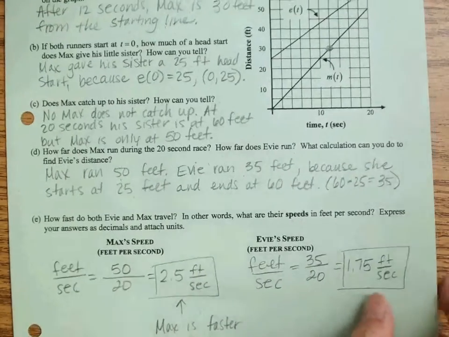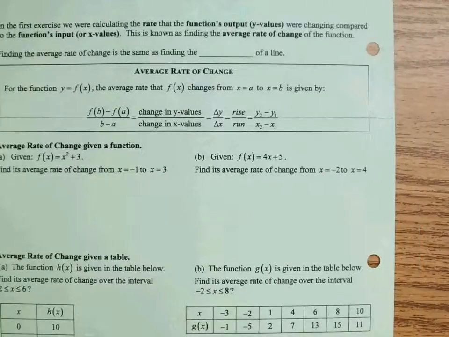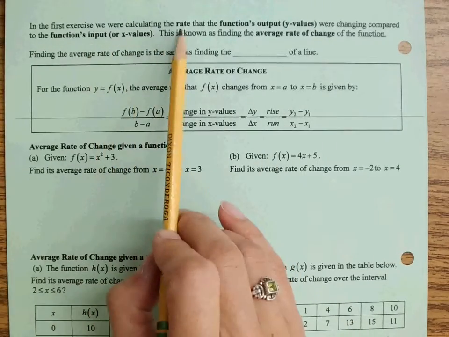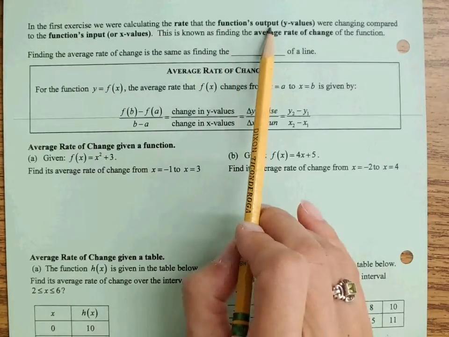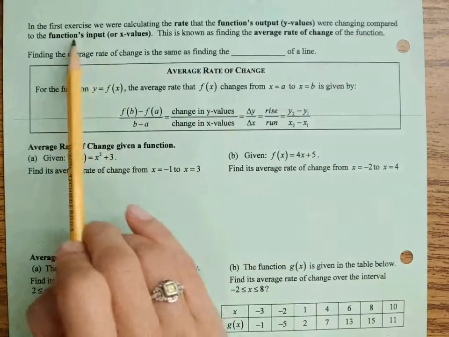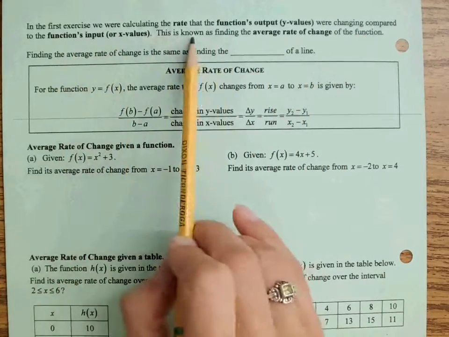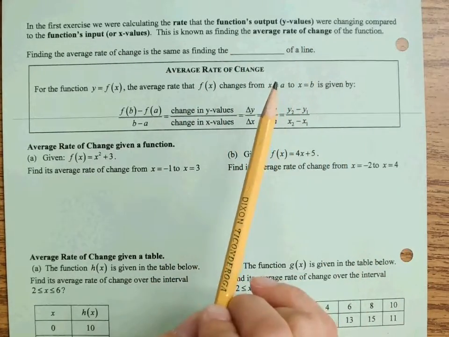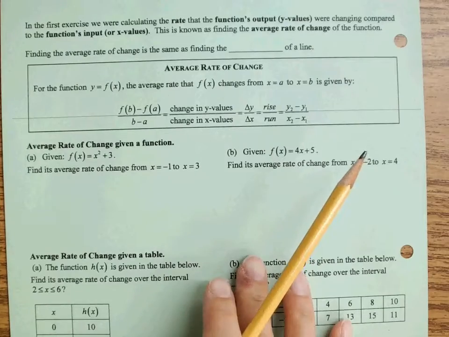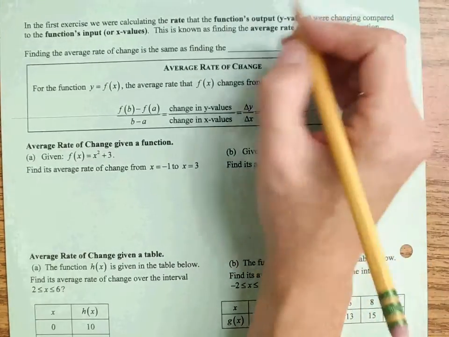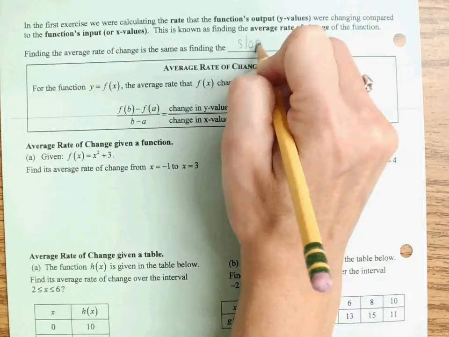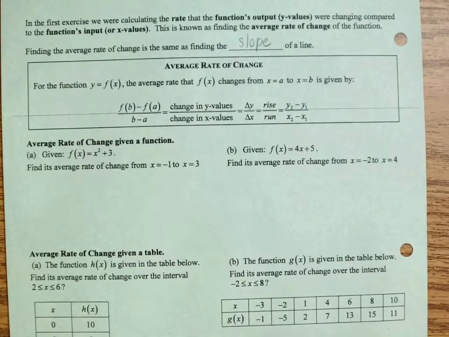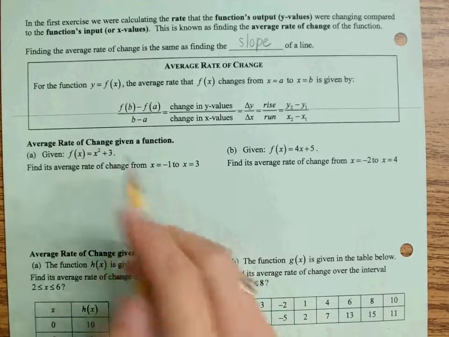Okay, let's go ahead and flip it over. On the back here, this is what we did on the front: we were calculating the rate that the function's output y values were changing compared to the function's input values or x values. This is known as finding the average rate of change of the function. So you hopefully remember that. Finding the average rate of change is the same as finding the slope of a line. So hopefully you remember that from 7th grade. If not, we'll be doing a lot of that this school year.